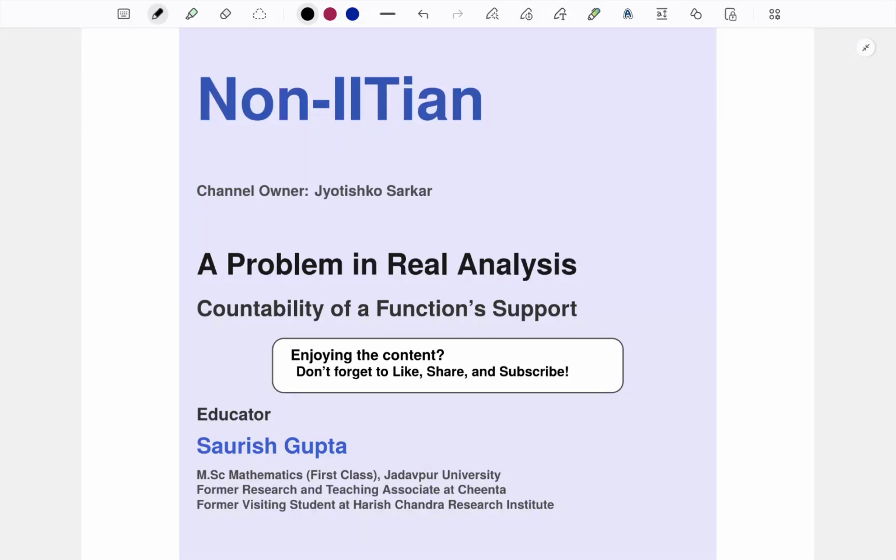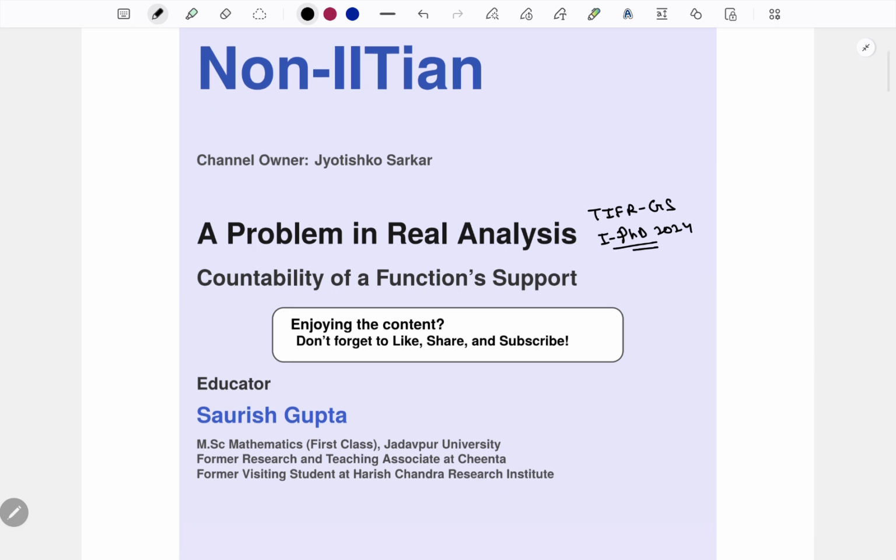This is a problem in real analysis which is from TIFR GS PhD 2024. I guess it was integrated PhD. They have the same exam though. Okay. So, and the problem is related to the countability of a function's support.